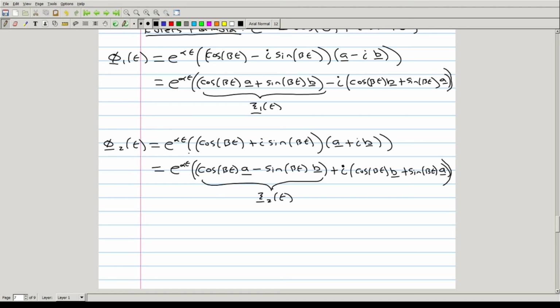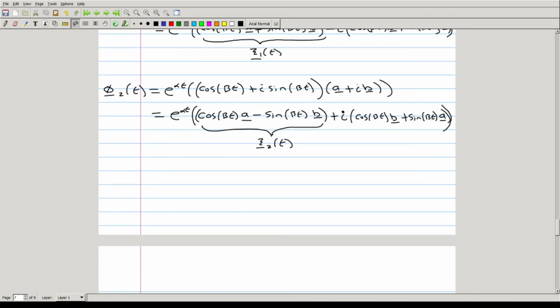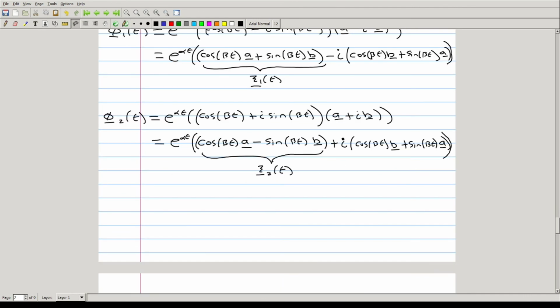However, what's special about xi1 and xi2 is that they're both real valued solutions, and what's amazing here is that xi1 and xi2 are both solutions of the differential equation, and they are linearly independent. Now would be a good exercise to go through and show that, so I recommend going through and doing that.